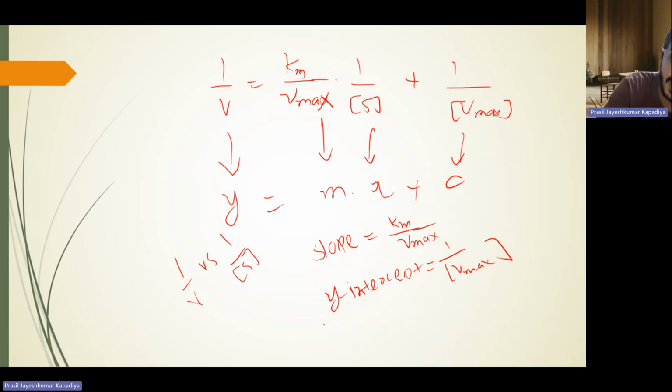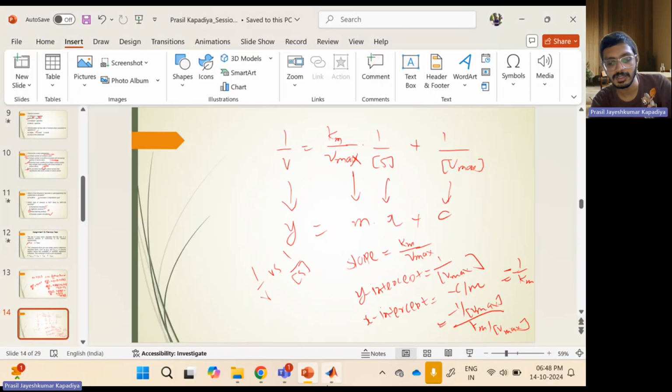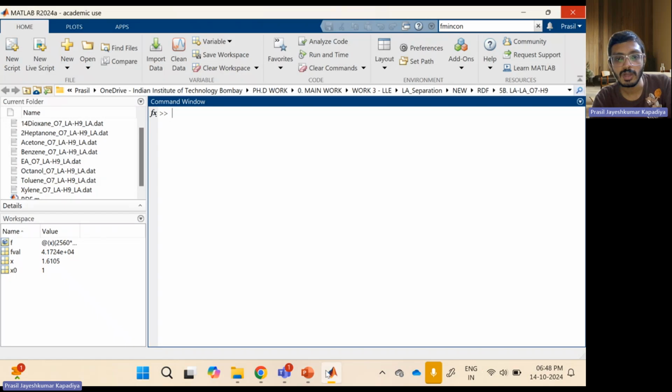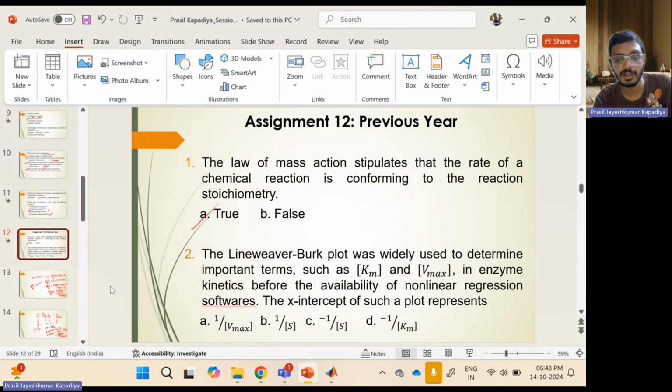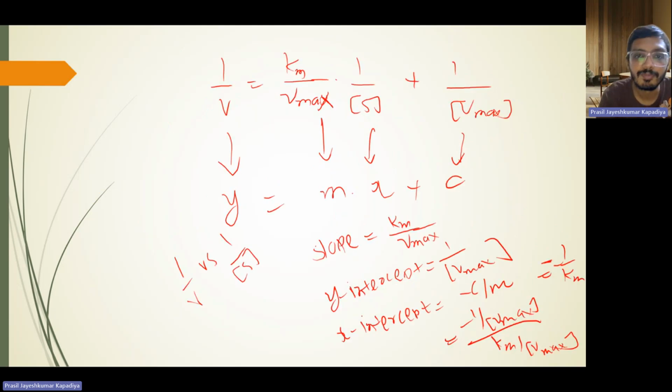But we are supposed to know the x-intercept. So how can we write down the x-intercept? The x-intercept is given by minus C by M. So minus of C, that is minus 1 by Vmax, divided by the slope, that is Km by Vmax. So my correct answer is minus 1 by Km. This is my x-intercept. So be careful: you are asked about the x-intercept, not the y-intercept. So the correct answer is option D, minus 1 by Km. Let's move ahead.